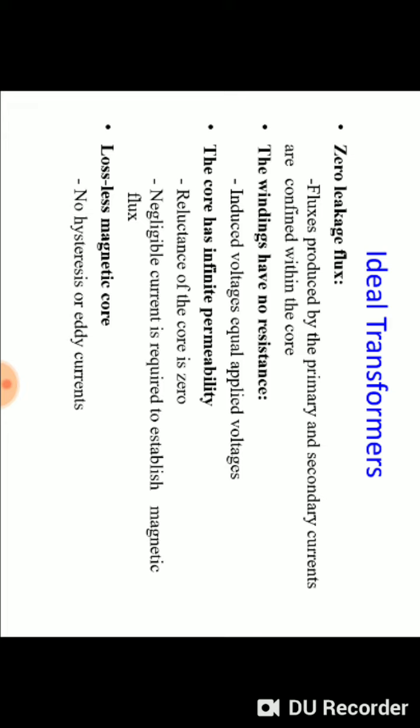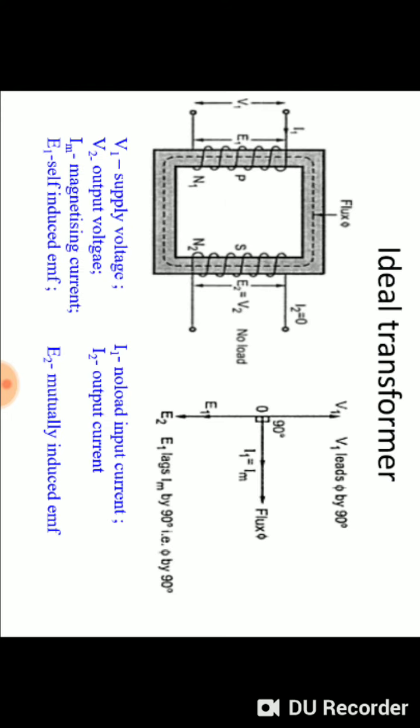In case of ideal transformers, there are special characteristics, one of which is zero leakage flux. Windings are assumed to have no resistance. The core in which that flux flows has infinite permeability, and obviously that core is lossless. So this is the representation of an ideal transformer.